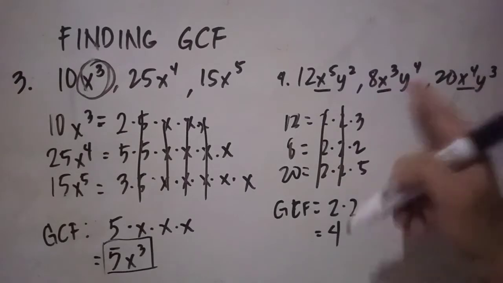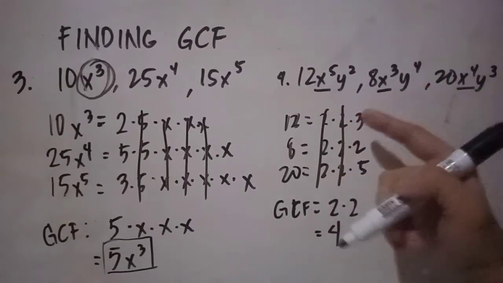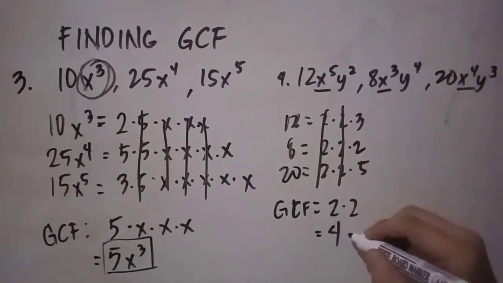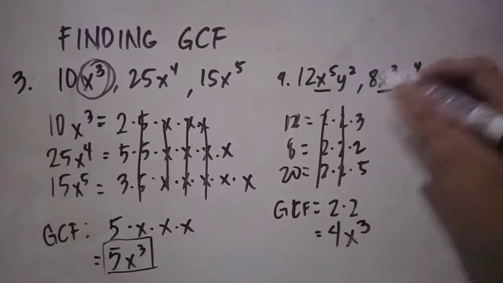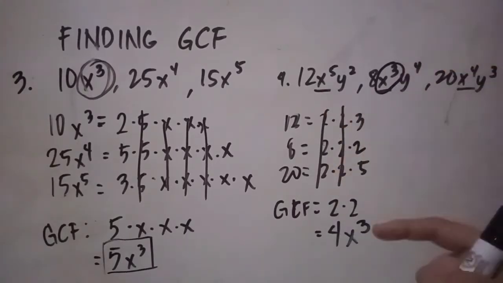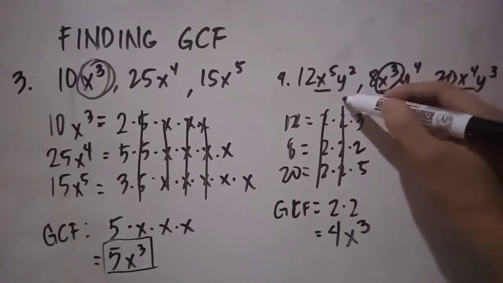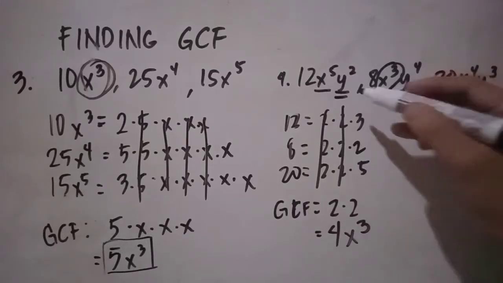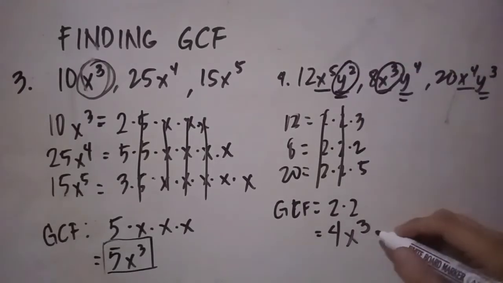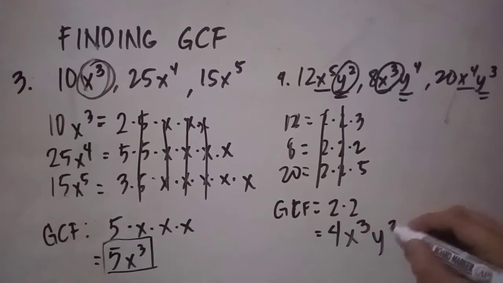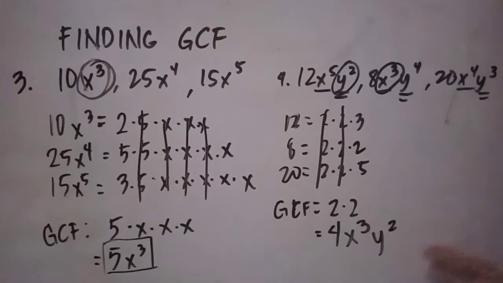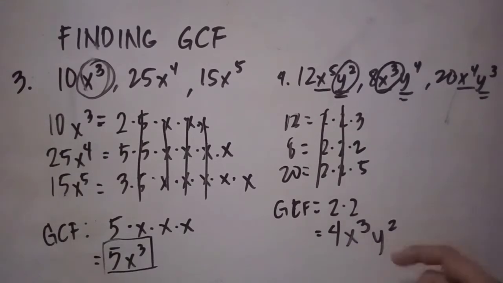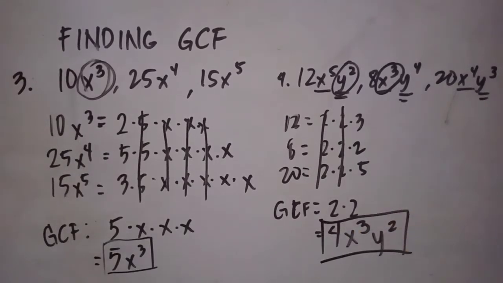So, ang pinakamababang power sa kanila, sa variable x, ay x cubed. And, ayan, yan yung GCF ng tatlong yan. Tapos, pagdating naman sa variable na y, so y squared, y to the 4th, at saka y cubed, again, kukunin natin yung pinakamababang power. So, ito yung y squared. At yan yung GCF ng tatlo. So, overall, ang GCF ng tatlong ito ay 4x cubed y squared. That's it. Ayan na siya.